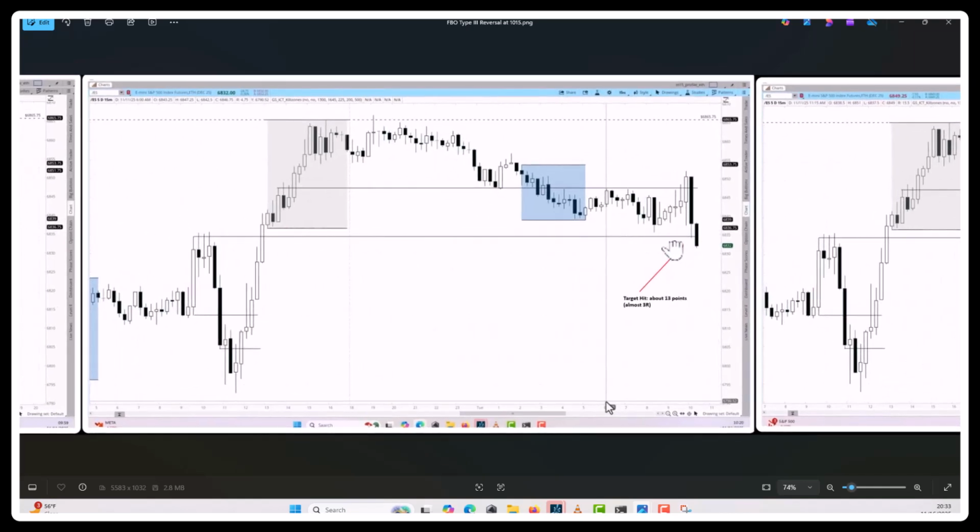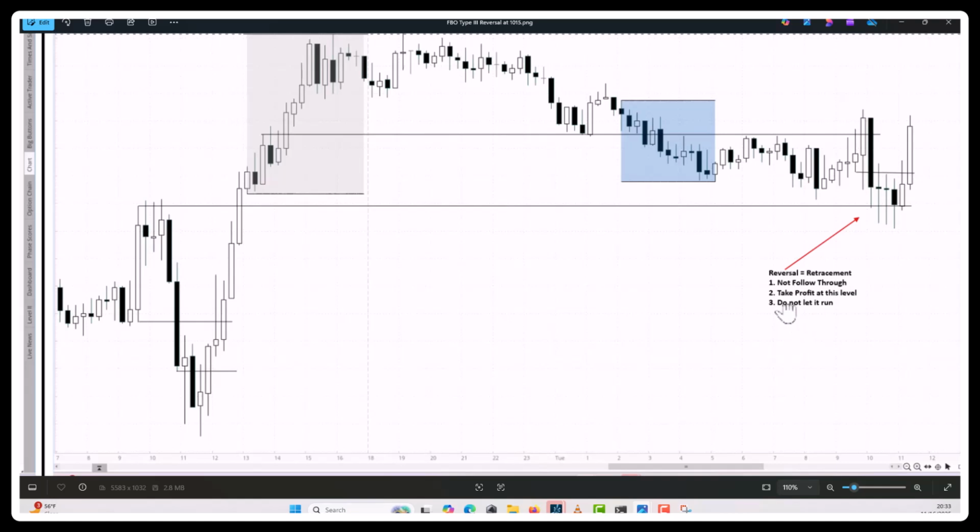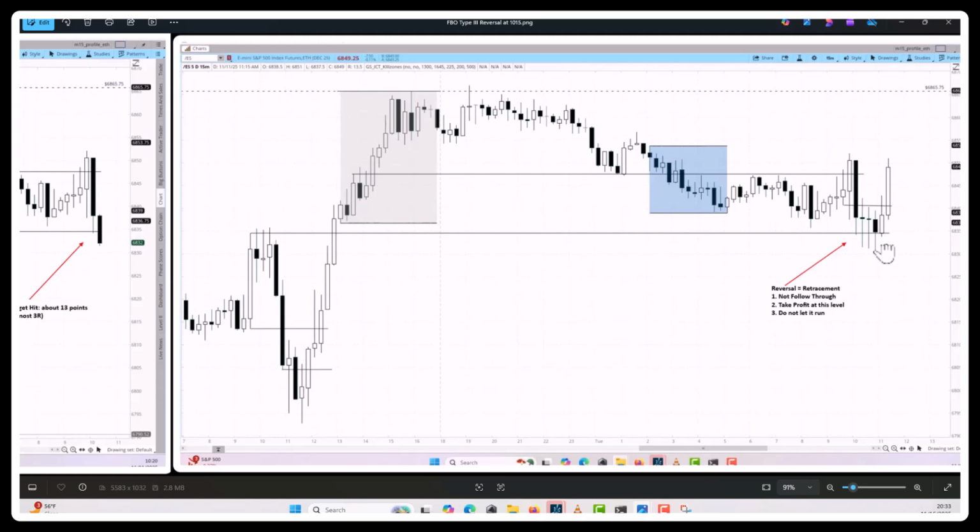So I say the best for us is just take profit at that level. Don't let it run. If you want to let it run, just let one contract only. So that's the note we put right there. So basically the reversal we anticipated only turned into a retracement.